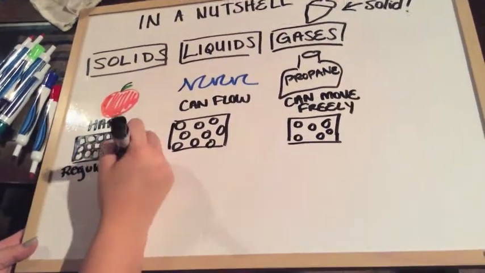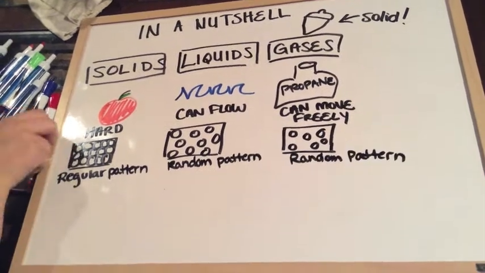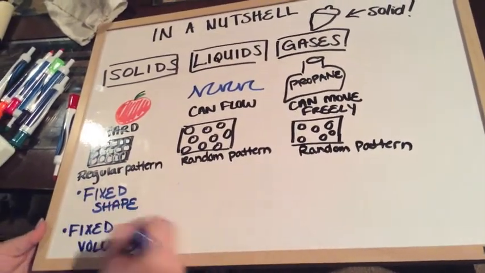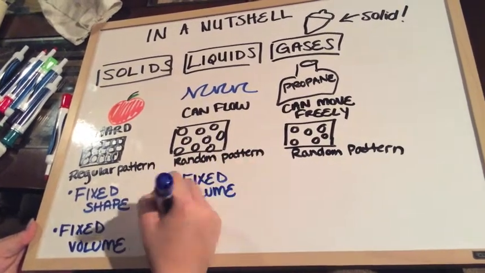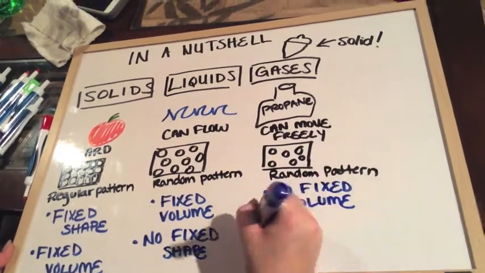Now, if there's one thing you gotta remember, it's that solids have a regular pattern and liquids and gases have random patterns. Solids have a fixed shape and a fixed volume. Liquids have a fixed volume but no fixed shape. And gases, no fixed volume, no fixed shape.